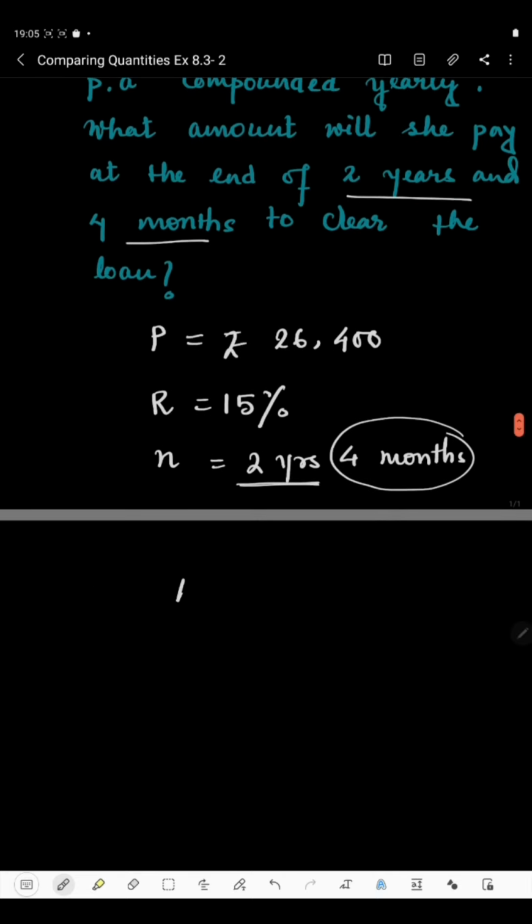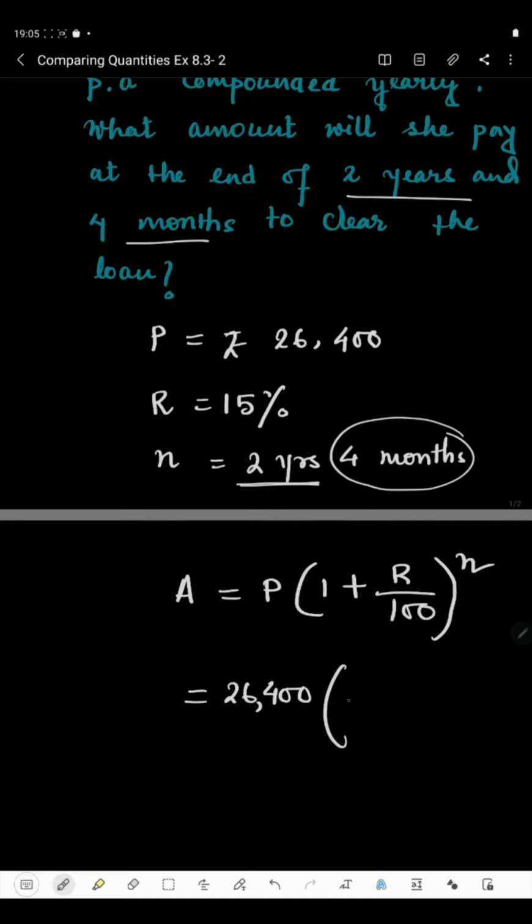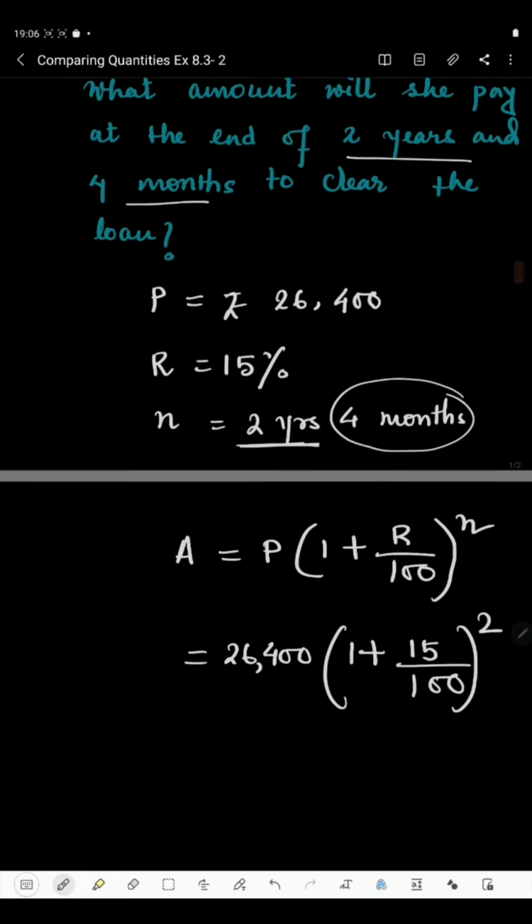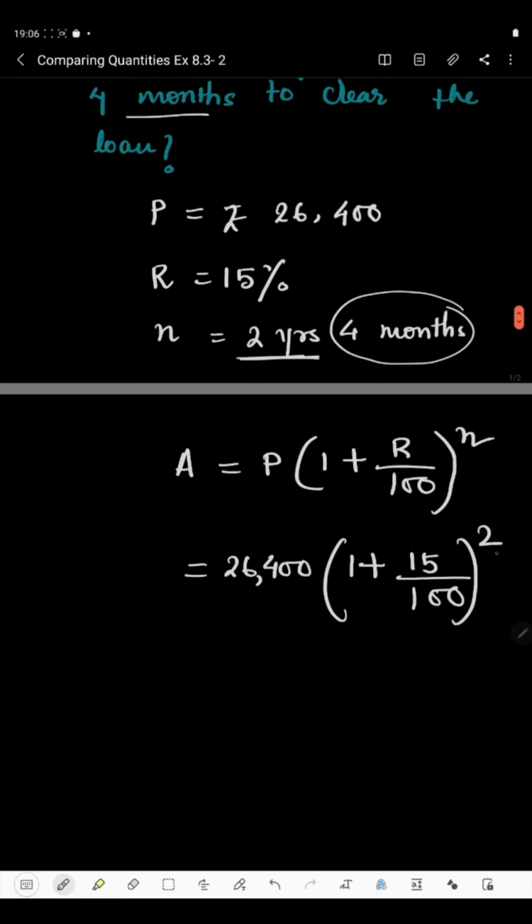So amount is equals to principal into 1 plus R by 100 to the power N. So P is 26,400, 1 plus R is 15 by 100, and time is given 2 years. So here we will write 2. We will always write the whole number over here, okay, while finding amount. Now 26,400 multiplied by 1 plus, see this and this, 15 and 100 can be converted into reduced form.